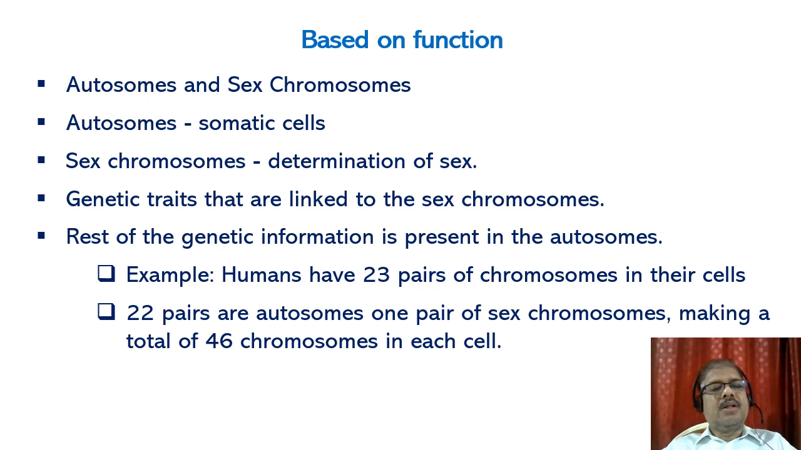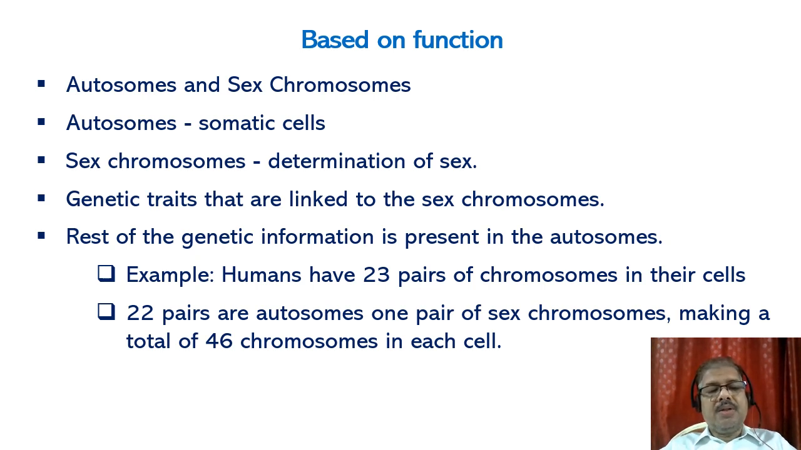The first aspect, the classification of chromosomes based on function. Based on the function of the chromosomes, they can be divided into two categories. One is called autosomes and another one as sex chromosomes. Autosomes are present in all cells controlling somatic characters of an organism, whereas sex chromosomes are involved in the determination of sex. Genetic traits that are linked to the sex of the person are passed on through the sex chromosomes. The rest of the genetic information is present in autosomes.